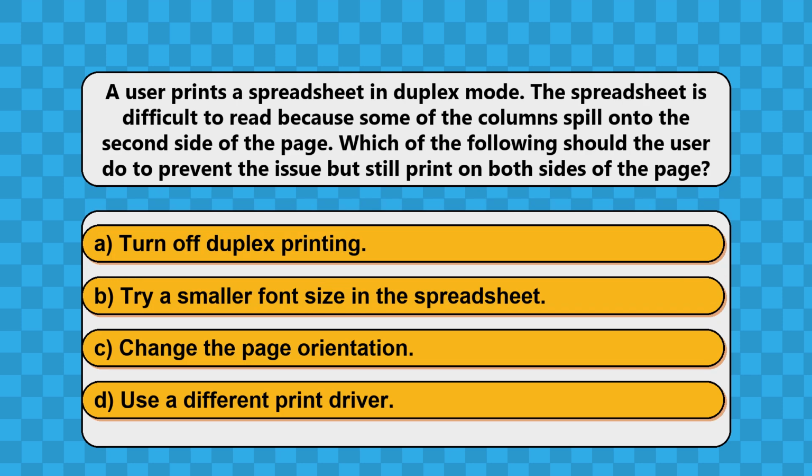Question 38. A user prints a spreadsheet in duplex mode. The spreadsheet is difficult to read because some of the columns spill onto the second side of the page. Which of the following should the user do to prevent the issue but still print on both sides of the page? Option A. Turn off duplex printing. Option B. Try a smaller font size in the spreadsheet. Option C. Change the page orientation. Option D. Use a different print driver.